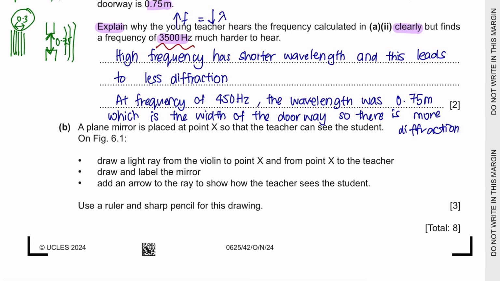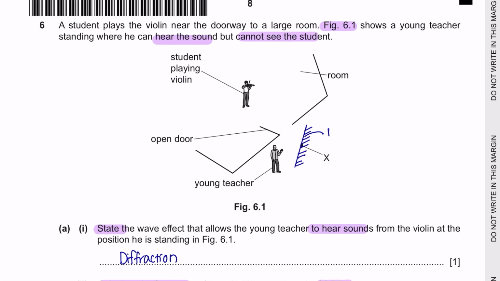Next question, Part B. A plane mirror is placed at point X so that the teacher can see the student. On Figure 6.1, draw a light ray from the violin to point X and from point X to the teacher. Draw and label the mirror, and then add an arrow to the ray to show how the teacher sees the student. So we'll place a mirror and label it at point X. The image of the student will travel in a straight line and get reflected on the mirror to the teacher in a straight line. Remember that for reflection, the angle of incidence is going to be equal to the angle of reflection.